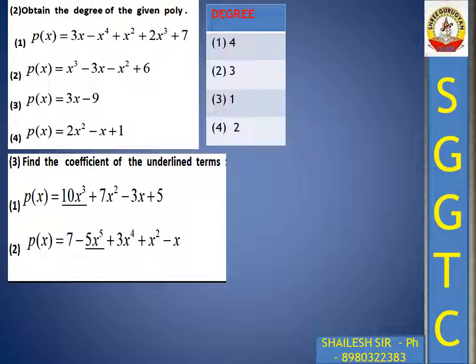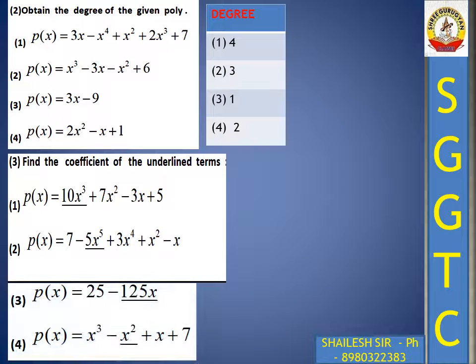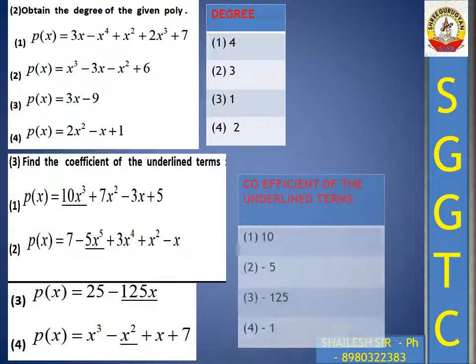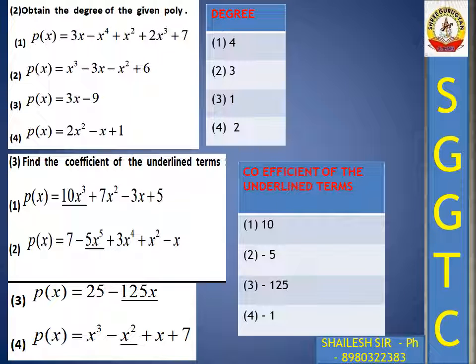Find the coefficients of the underlined terms. These are all MCQ-related questions. In MCQ type questions asked in the exam, it is only 1 mark. So in question 3, see the first one, coefficients of the underlined terms. The first underlined term is 10 x cube. So x cube's coefficient means nothing but the number multiplying x cube is called your coefficient. So my answer for the coefficient of the first underlined term is 10.